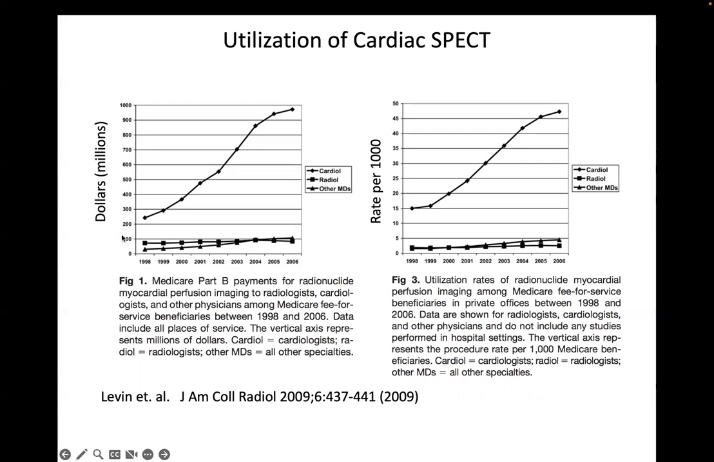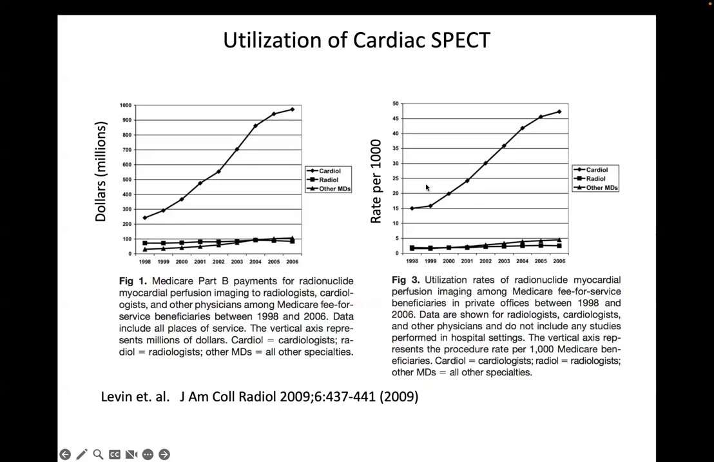And you can see over the course of from 98, when there was about $250 million spent on this test in Medicare. This is just Medicare Part B payments. This is not the whole healthcare system, right? But it's indicative of what's going on. It's just there's better records here. And then over the course of about 8 years, it gets up to close to $1 billion. So this is incredible growth right here.